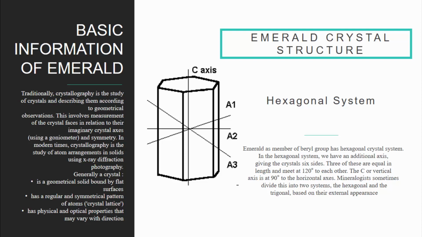In the hexagonal crystal system, we have an additional axis giving the crystal six sides. Three of these are equal in length and meet at 120 degrees to each other. The C or vertical axis is at 90 degrees to the horizontal axes. Mineralogists sometimes divide this into two systems, the hexagonal and the trigonal, based on their external appearance.